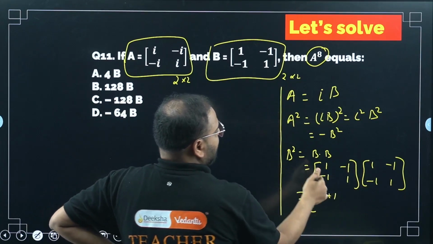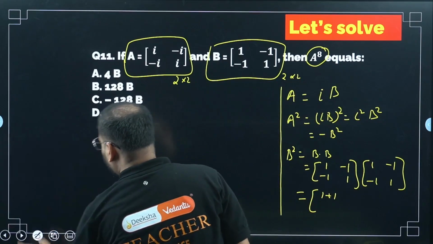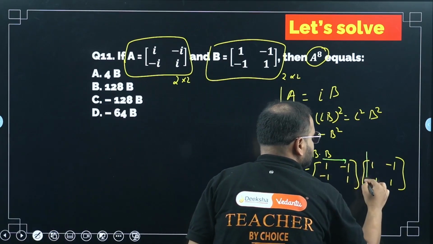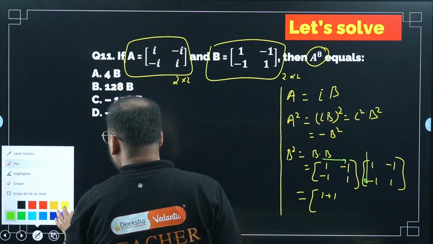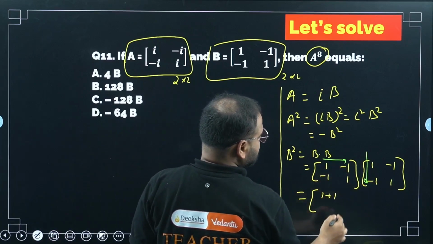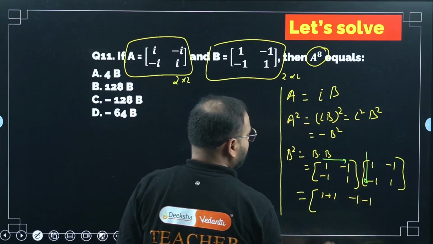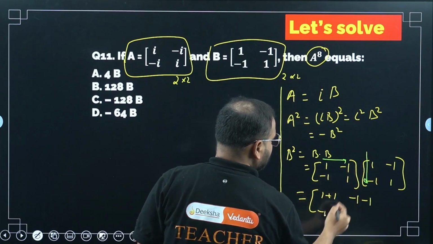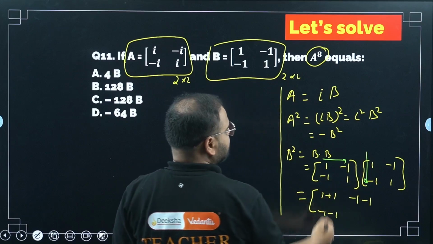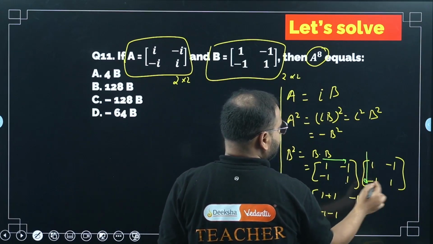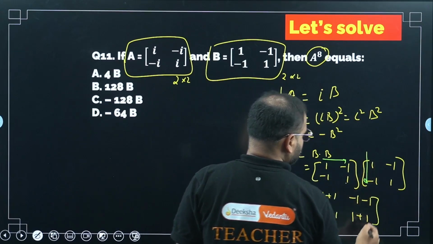Okay. So what I'm doing here, I hope you know by now, is first row with first column. So 1 plus 1 over here. Minus 1, again minus 1 over here. Minus 1 with 1 is minus 1, and 1 with minus 1 is again minus 1. And minus 1 with minus 1 is plus 1, and 1 with 1 is plus 1. What is my answer? Check here.